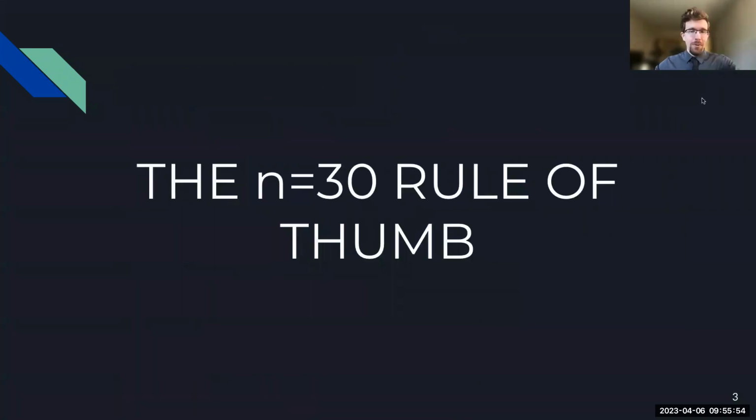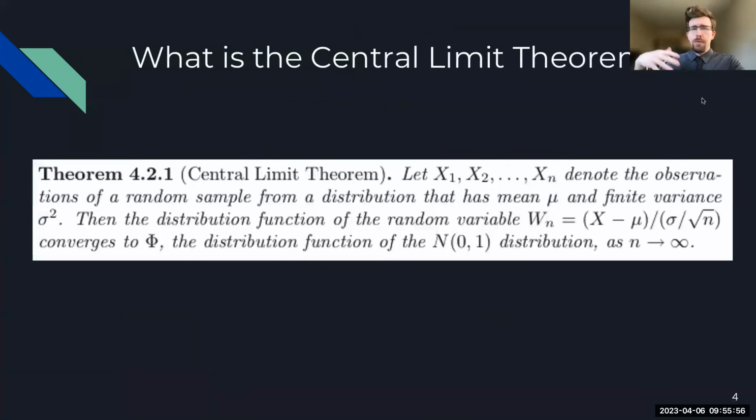So, the n = 30 rule of thumb. Before we talk about that in depth, we have to talk about the engine that drives it, and that's the central limit theorem. The central limit theorem states that if you have a sample X1 through Xn from a distribution that has a mean and a finite variance, then the distribution function of the random variable, if you standardize it, converges to standard normal as n approaches infinity.